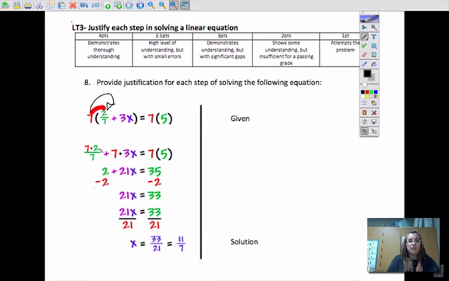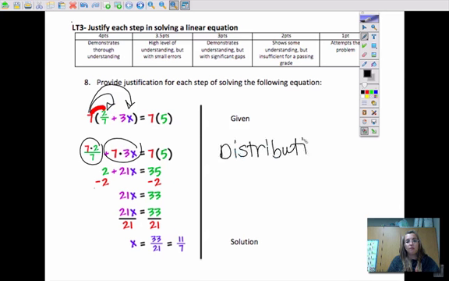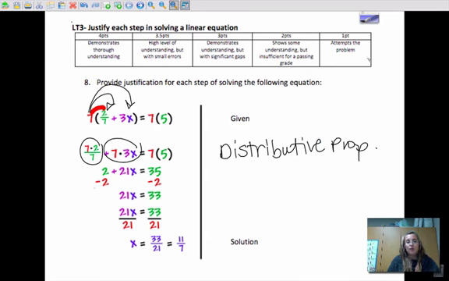So 7 times 2/7, that's what we got here, and 7 times 3x, which is right here. And the property that says that when you have a number outside the parentheses and you multiply it by both, that's called the distributive property. I'm going to be very picky. I don't know about Miss Olson and Mr. Graff, but I'm going to be very picky that you actually write down the name of the property.